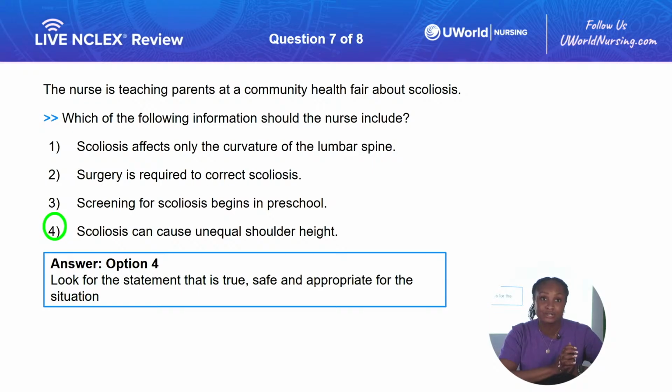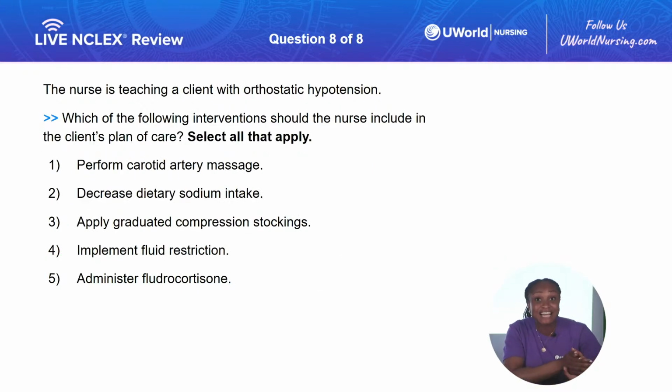Preschool is a little too young for them to be going through any growth spurt, but screening starts a little bit later. Correct answer, unequal shoulder height. When that scoliosis starts growing, or the bones start growing in an unequal pattern, you can have that unequal height because the bones are misaligned and curving. So that is the only correct teaching point of scoliosis. Question 8, last question of the day.